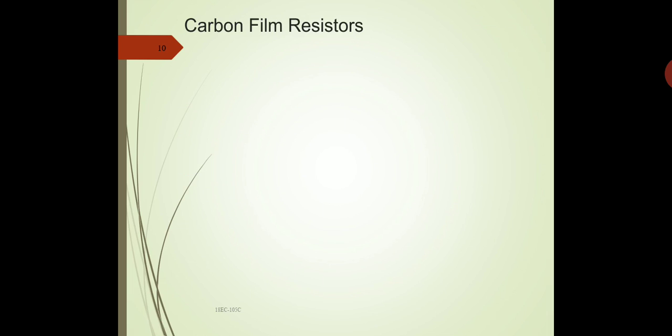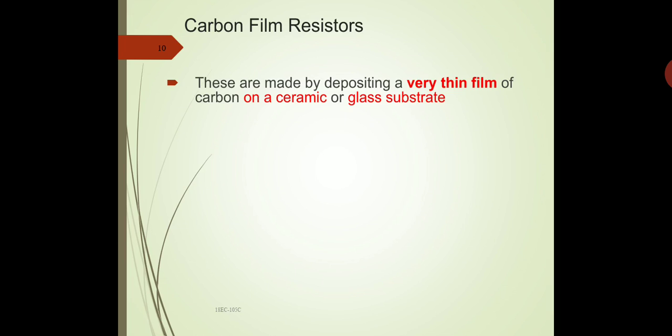Now let us see the carbon film resistors. They are the other type in the carbon only. So these are made by depositing a very thin film of carbon on a ceramic or a glass substrate. These are again of two types.